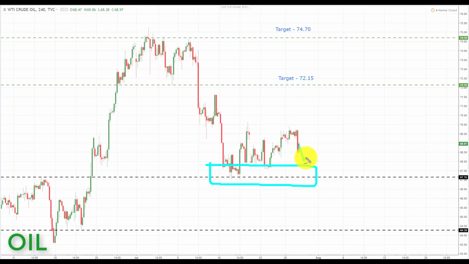If we get a pullback and potentially another retest of the 67.15, this will provide a great chance for anybody not involved from over here to look once again for bullish formations and patterns. And we're looking up towards the next key area of resistance to the upside, the target set from last week at the 72.15.